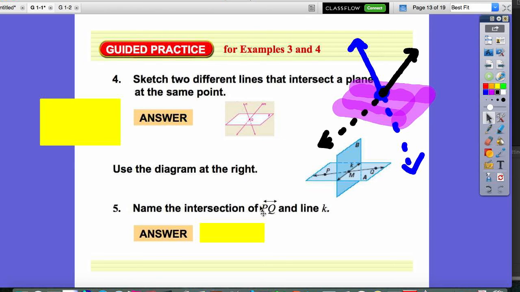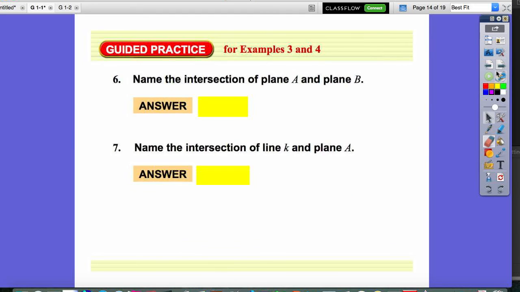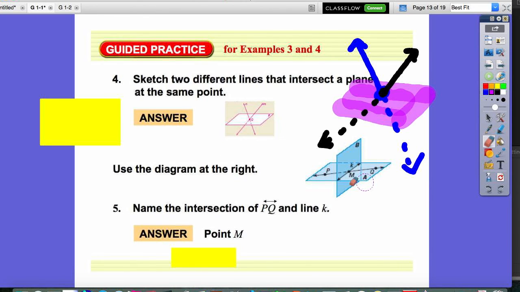Using the diagram at the right, name the intersection of line PQ. So this is line PQ and line K. I don't know if you could see it there. They intersected at point M, and since I drew on it, I'll pull it away so you can see that a little bit better. Name the intersection of plane A and plane B. So this is plane A, this is plane B. So plane A is a horizontal plane, plane B is a vertical plane. They intersect along here at line M.